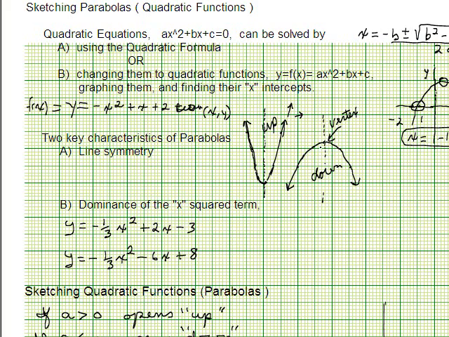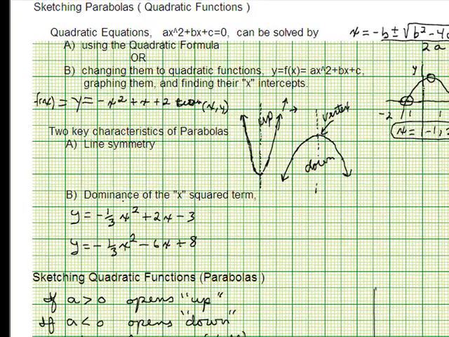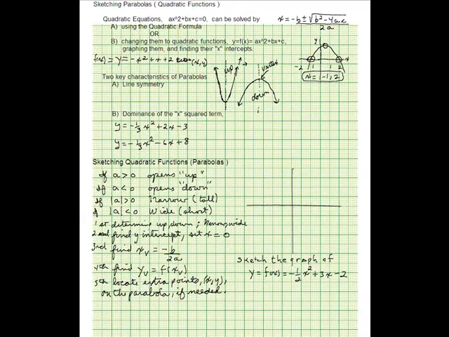The second thing we need to know about parabolas before we go to sketch them is that parabolas are dominated by their x-squared terms. The essential characteristics, the characteristics of the parabola on a large scale, when the x's vary a lot, when the y's vary a lot, are totally determined by the first term only. Notice in the two parabolas I've written here, the two quadratic functions, the second and the third terms are wildly different from each other. But the first terms are absolutely identical, negative 1/3 x squared.